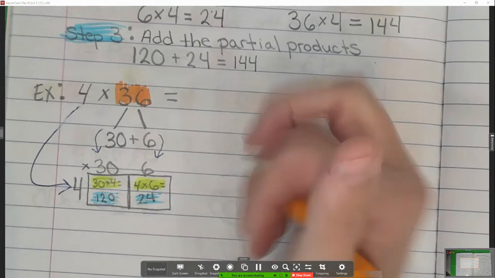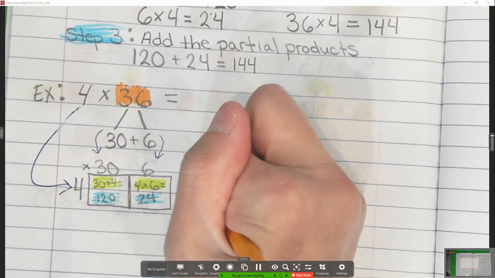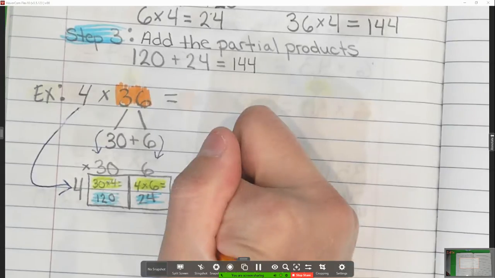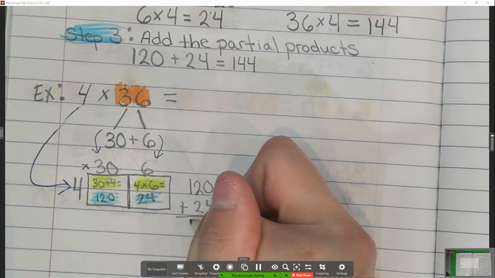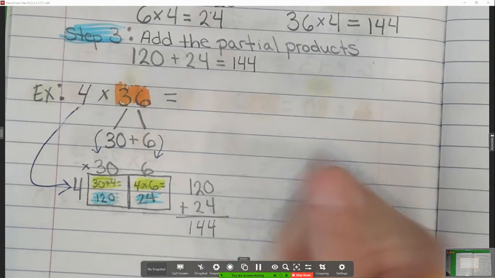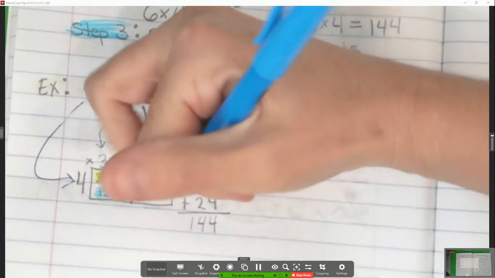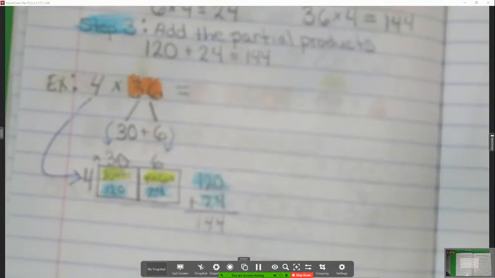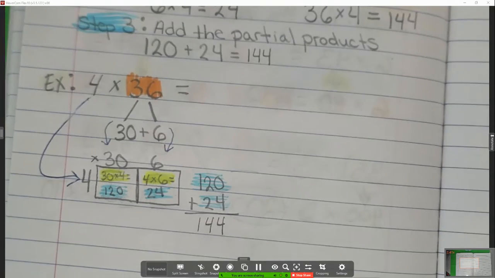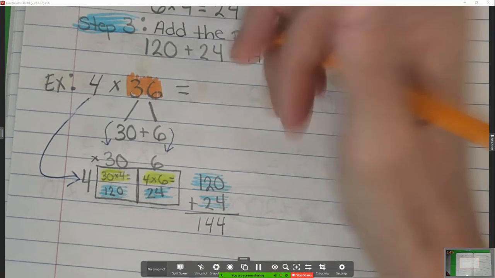So let's come over here and let's say 120 plus 24 is a big whopping 144. Again, I'm just color coordinating, so then that way you guys kind of see it. It stands out. So that means my answer is 144.